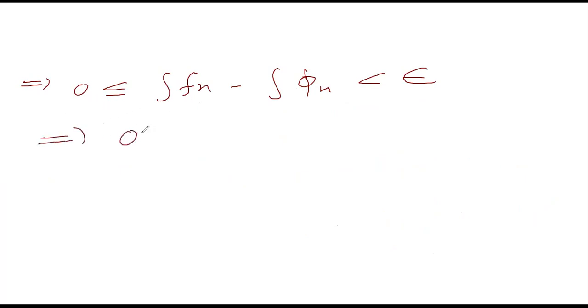So this means 0 is less than or equal to the integral of fn minus the integral of phi n, which is less than epsilon for each positive epsilon, which implies 0 is less than or equal to the limit of the integral of fn, because it's a non-negative sequence, and this is less than epsilon plus the integral of phi n.